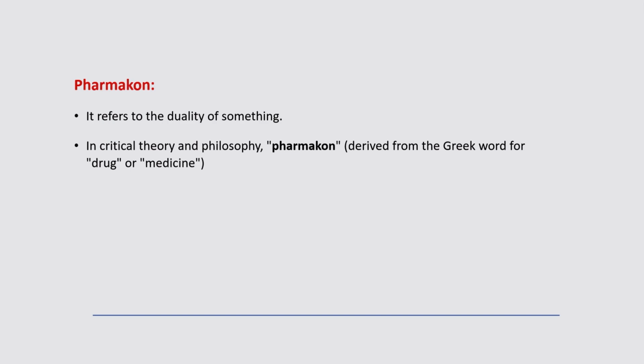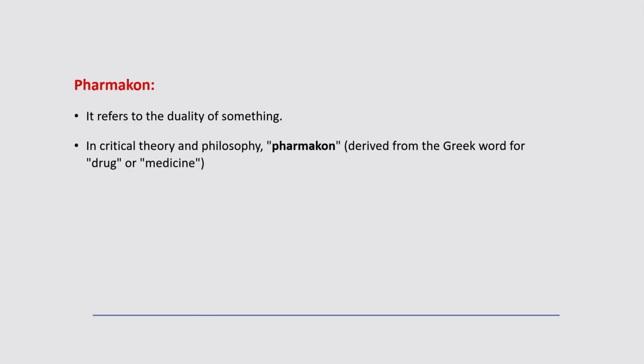For example, if you are considering writing, Derrida uses the pharmakon to explore the idea that writing, while being a tool for memory and knowledge, can also be a source of forgetting and distortion.